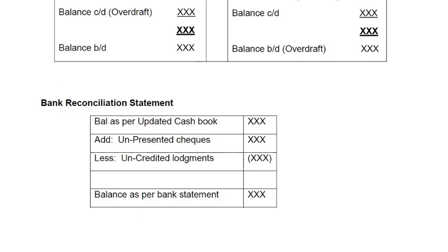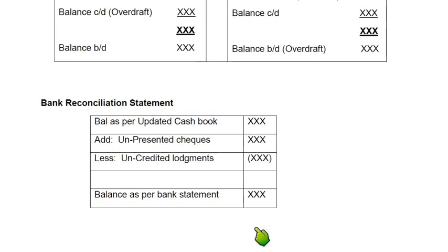One is balance BD before updating the cash book. Second is balance BD after updating our cash book, that is updated cash book balance. And third one is balance as per bank statement. If you have guessed the question correctly, it's good. But if you have guessed the question incorrectly, most of the students' answer to this question is balance as per bank statement. This balance as per bank statement is not the correct balance. Why is it not a correct balance? Because there are two temporary items or temporary adjustments that need to be made.